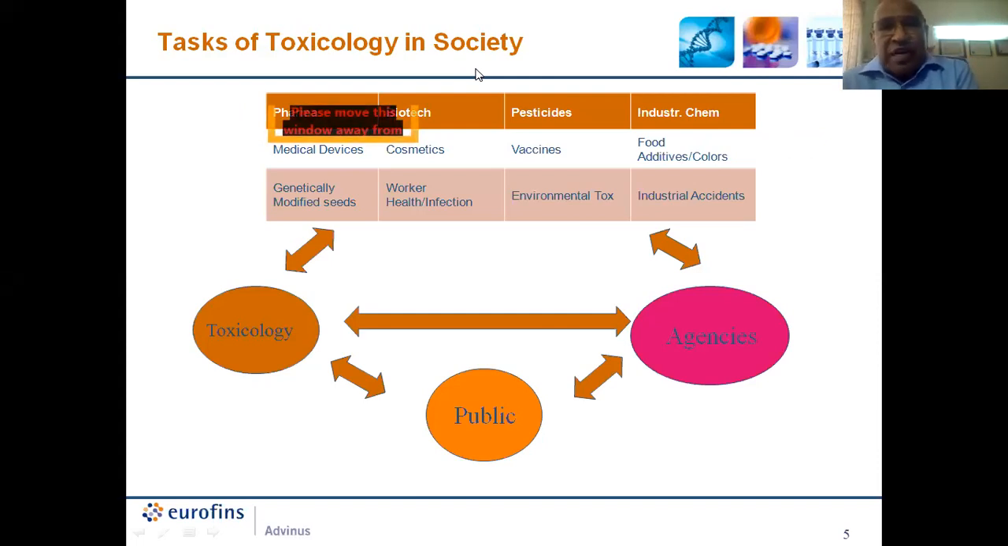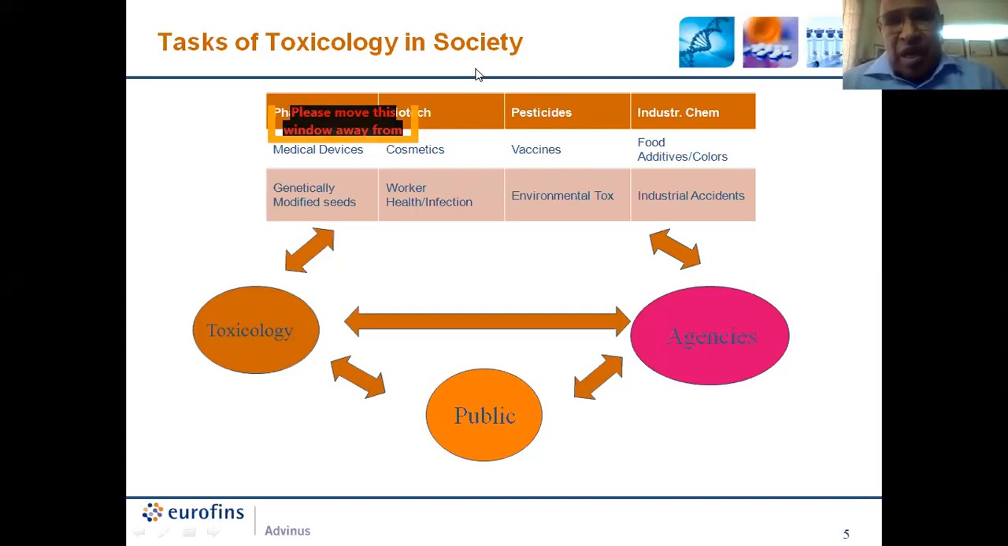So toxicologists study pharma compounds, biotech compounds, pesticides, industrial chemicals, food additives, colors, vaccines, cosmetics, and medical devices. You can see the whole variety of different types of chemicals that a human being and our environment are exposed to, which we are studying. Toxicologists are supposed to know all these things, and you can expect a toxicologist of drugs separately, a toxicologist of pesticides separately, and of vaccines separately. Very few have actually worked in all fields. Fortunately, I worked for over 50 years in my lifetime, and I practically worked in all these fields.